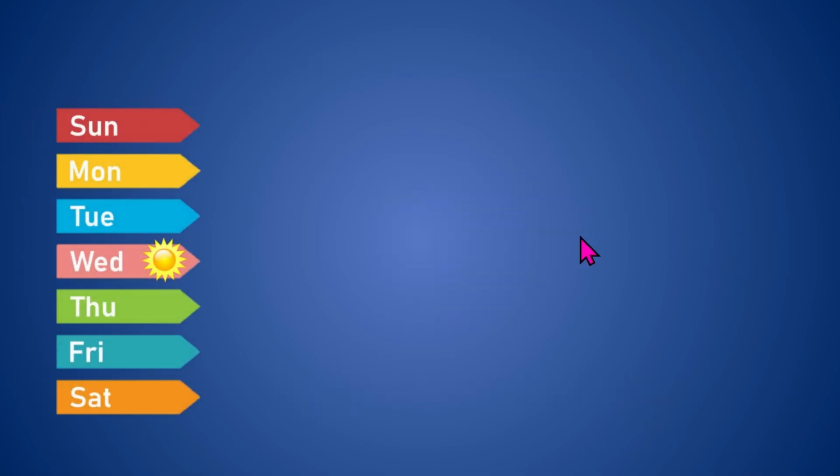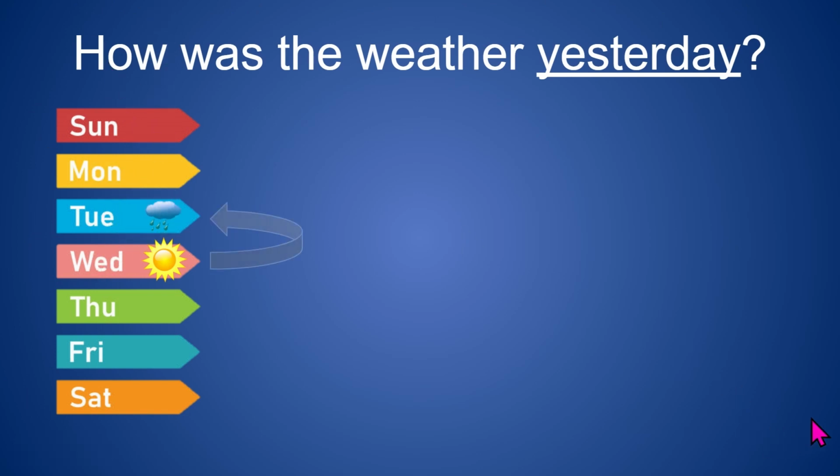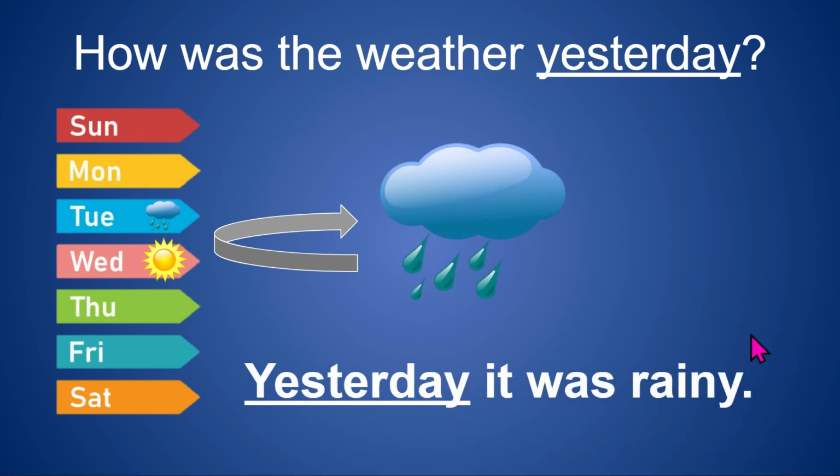So now the next question is, oh, there's our days. Now we're talking about what day? Can you tell me what day? If you said yesterday, you are right. If we still pretend that today is Wednesday, then yesterday is the day before, okay? And again, when we look at the question up here, how was the weather yesterday? Then we can use yesterday at the beginning of our sentence.